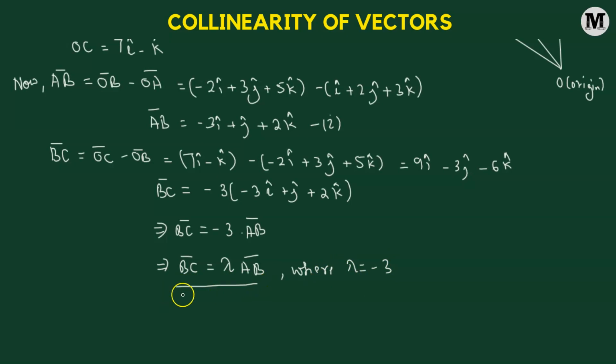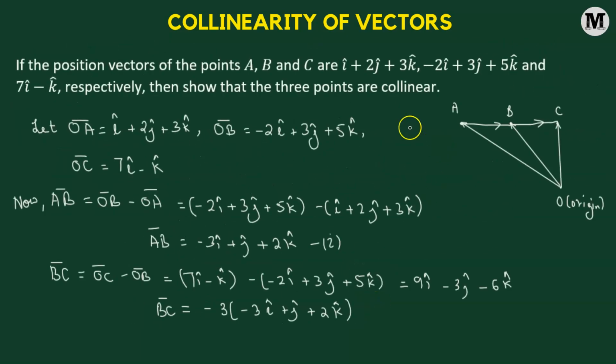And whenever this particular criterion is met, this simply tells us that the points A, B, and C are collinear. So we have verified our problem. So it is indeed true that the points A, B, C, whose position vectors are given to us, these 3 points are collinear.